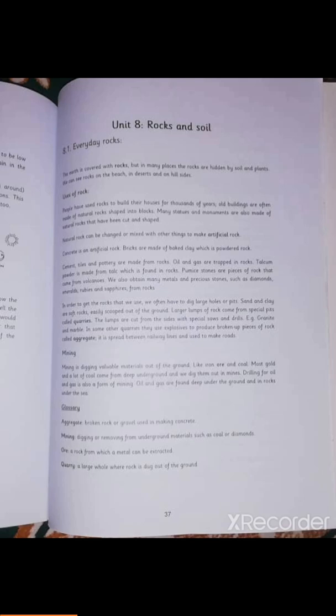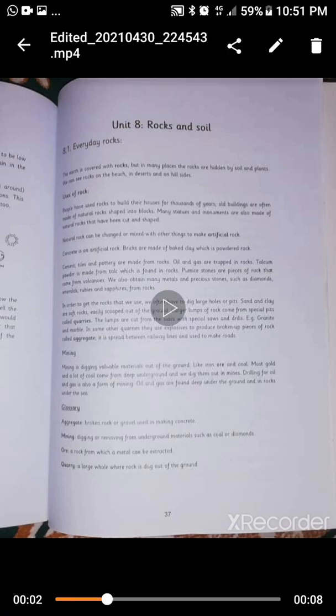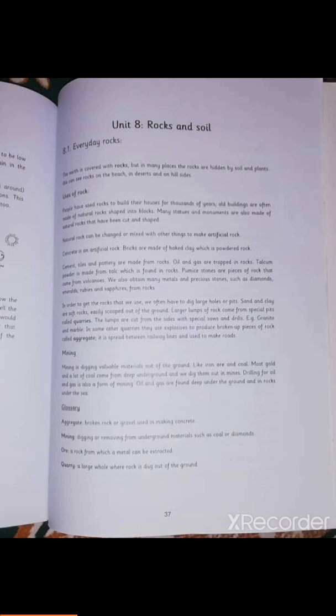Sand and clay are a type of soft rocks. So sand and clay are both rocks, but they're a soft type of rock. They can easily be scooped out of the ground. You can easily remove them from the ground and take them out. Large lumps of rocks come from special pits called quarries. That's just a place where special types of rocks are collected.